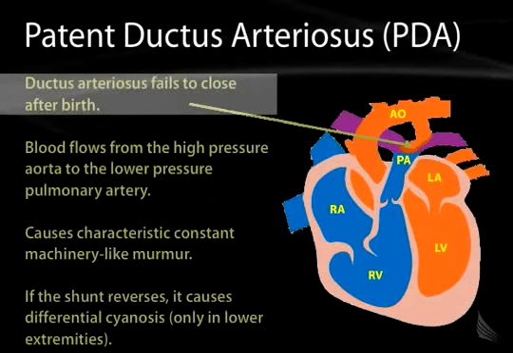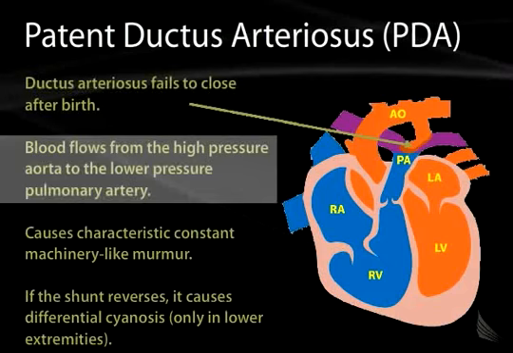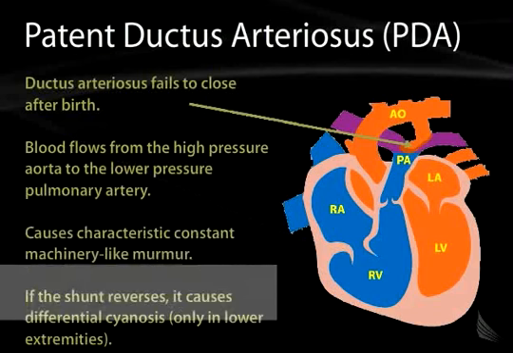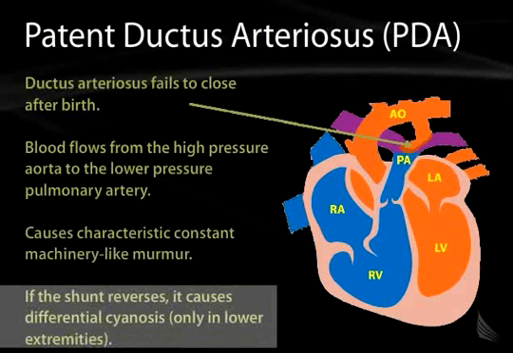Patent ductus arteriosus: the ductus arteriosus fails to close after birth. Blood flows from the high-pressure aorta to the lower-pressure pulmonary artery. It causes a characteristic constant machine-like murmur. If the shunt reverses, it causes differential cyanosis, which means that you'll only see the cyanosis in the lower extremities.